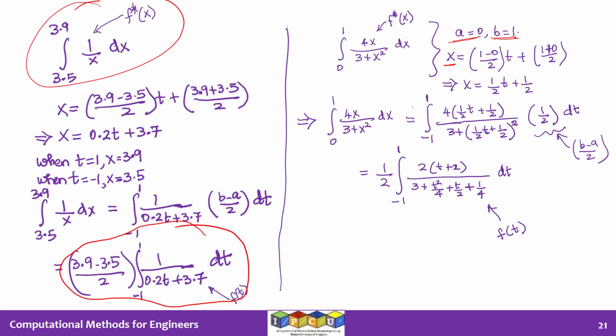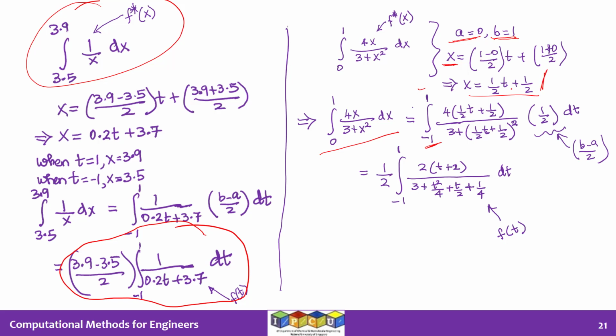And once I recognize that, I'll put it in the expression for x for the linear transformation. So x is equal to (b minus a) by 2 times t plus (b plus a) by 2. So in this particular case, for the values of a and b relevant to this problem, x becomes half t plus half. So 0.5t plus 0.5. So the original integral now in terms of t, the limits are always going to be from minus 1 to 1. That's what this transformation does.